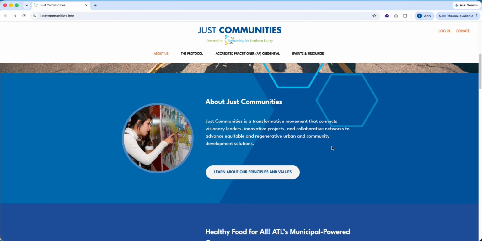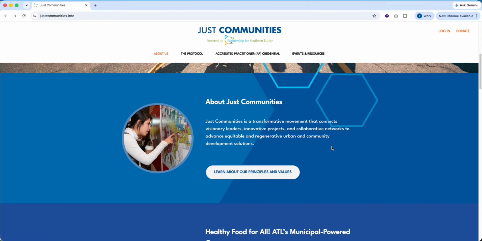I agree with this. It gives you a thing about the just communities, which I think is the most important, especially for nonprofits. It is a bit wordy. Not only is it a bit wordy, we don't get regenerative and urban and community development solutions. I would like a bit more specifics on what that means. But for a subheadline, it's way better than the one they already have. So I prefer this one.